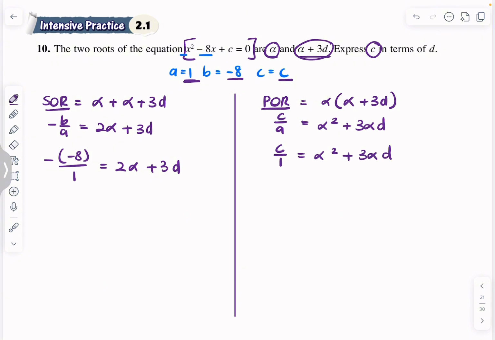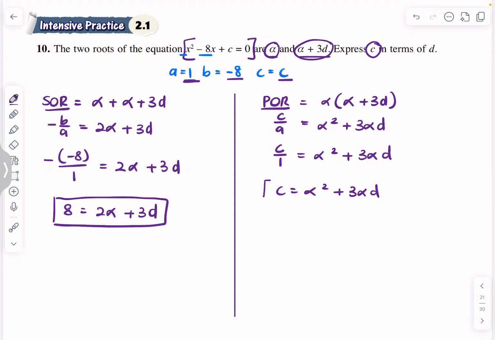Okay, this one we can clean up a bit. So negative 8 will become positive 8. So 8 equals 2 alpha plus 3d. Here c equals alpha square plus 3 alpha d. Okay. So we got two equations. This equation is in terms of alpha and d. This equation has alpha, c and d. We don't want alpha. We only want c in terms of d.